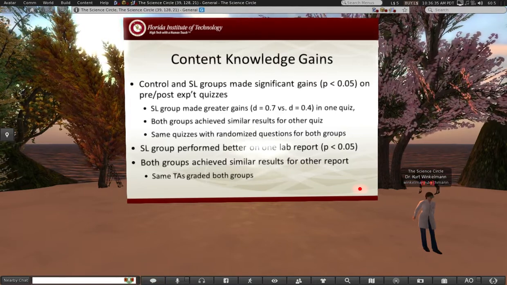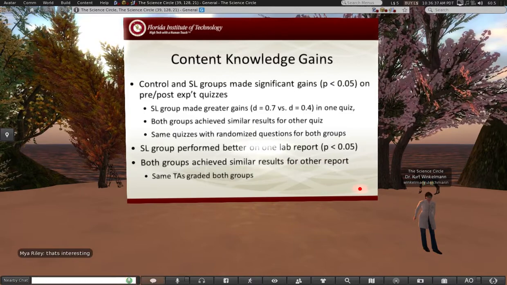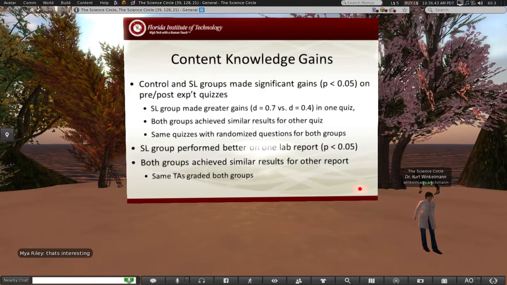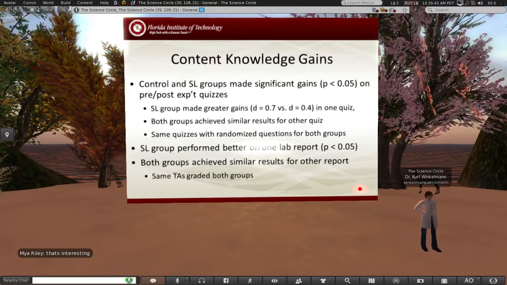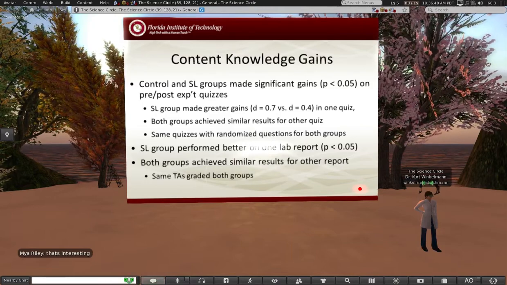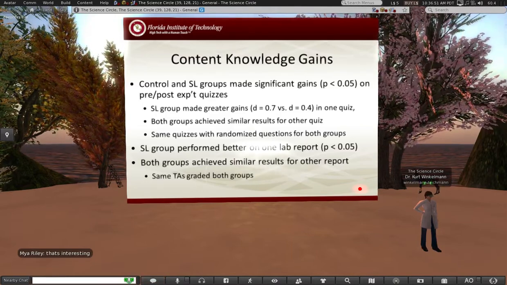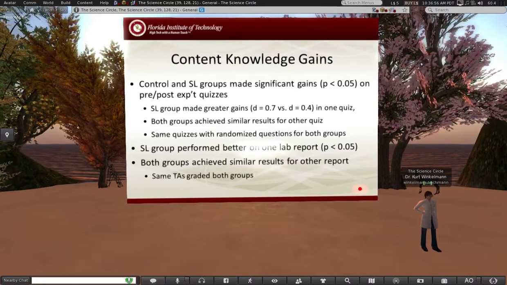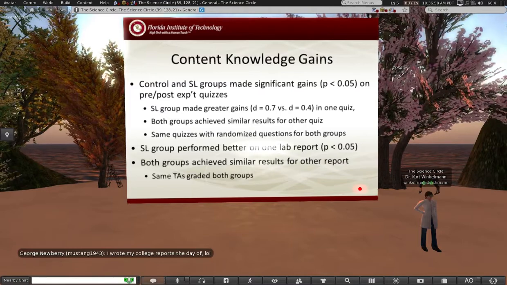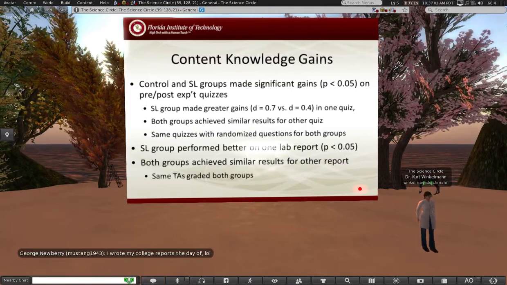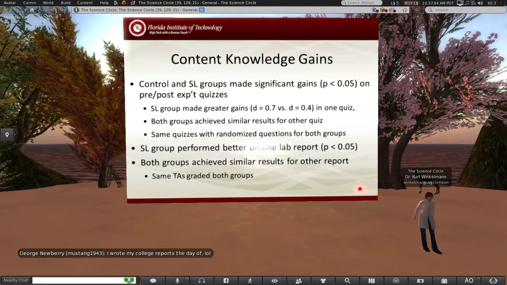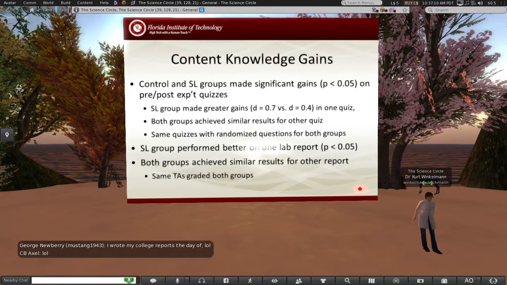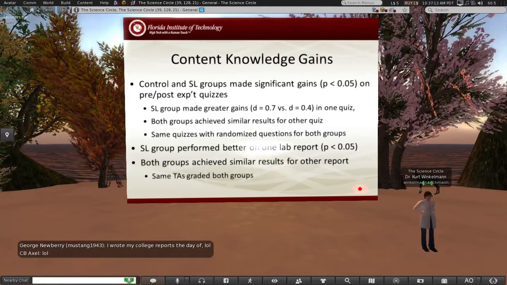Now, the lab report results were interesting because students wrote the lab reports throughout the week, mostly probably the night before they were due. They wrote their lab reports outside of Second Life. So even if the students might have spent a couple hours in Second Life doing their virtual experiment, the data they collected there was of higher quality, so to speak, and so that helped them write a better lab report. They perhaps understood what they were doing a little better in the Second Life experiment so that they could write a better lab report.